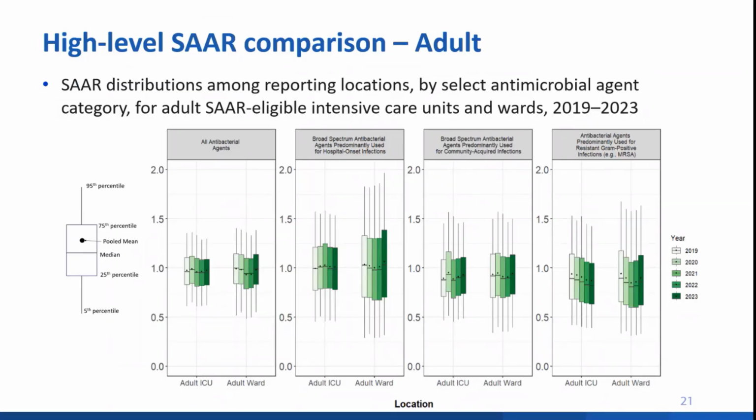The 2023 AU report also includes SAAR distributions among reporting locations by these select antimicrobial agent categories, including all antibacterial agents, broad spectrum antibacterial agents predominantly used for hospital onset infections and those for community acquired infections, and antibacterial agents predominantly used for resistant gram-positive infections for adult eligible ICUs and wards from 2019 through 2023. SAAR distributions can be used to identify where a facility's SAAR lies compared to other facilities.